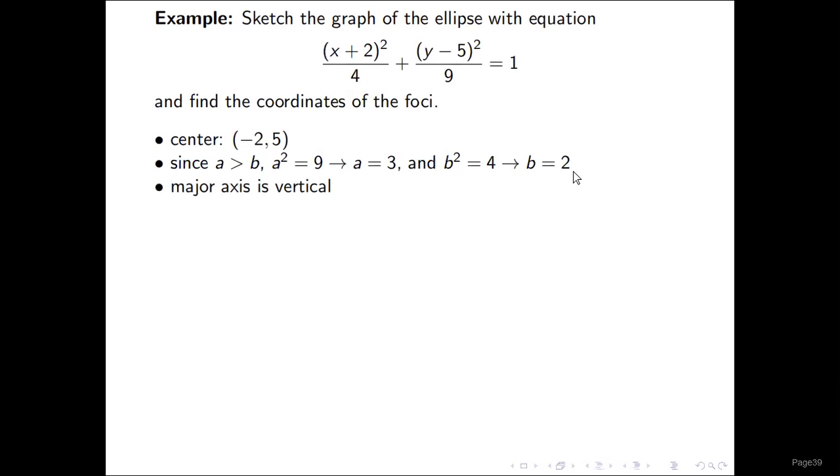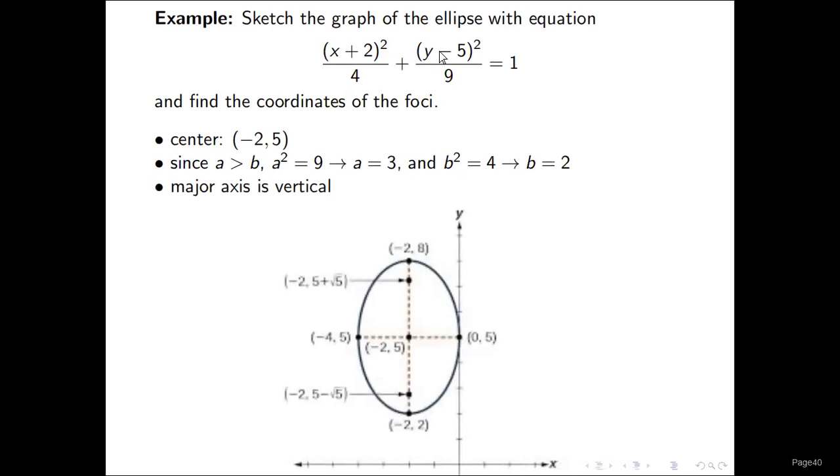The major axis is vertical. Why? Because the greater value is under y. So let's show the graph. We begin by locating the center of the ellipse, which is negative 2, 5, this point here.